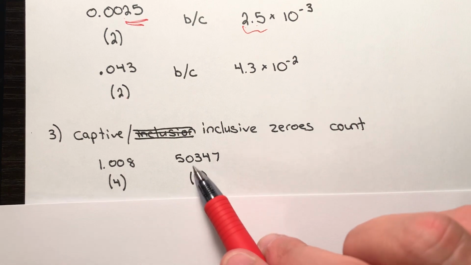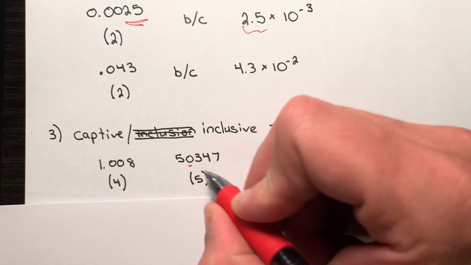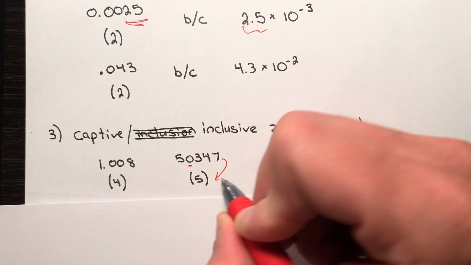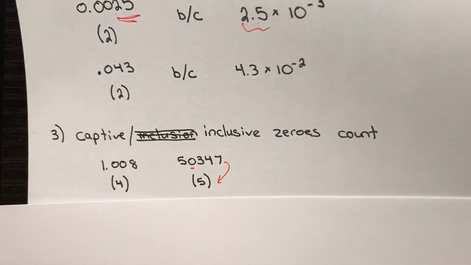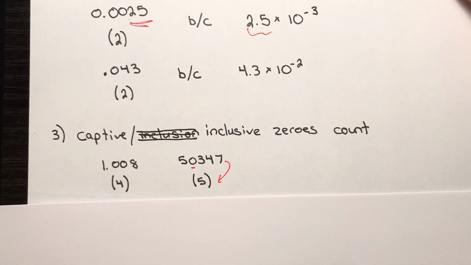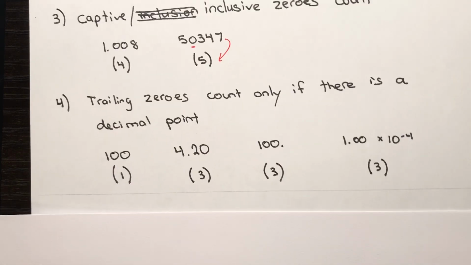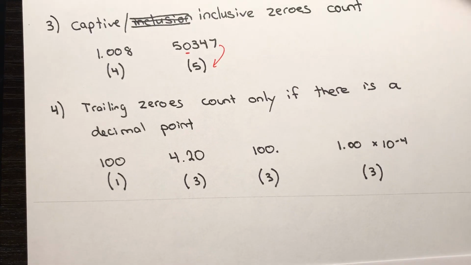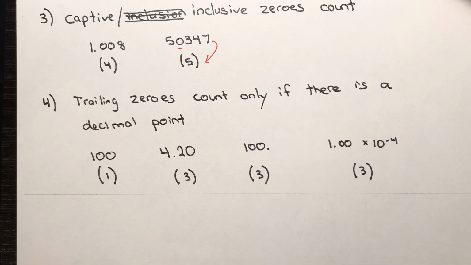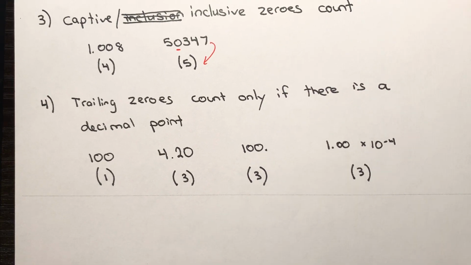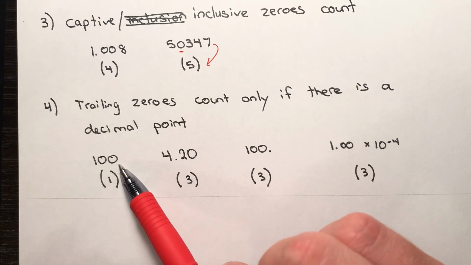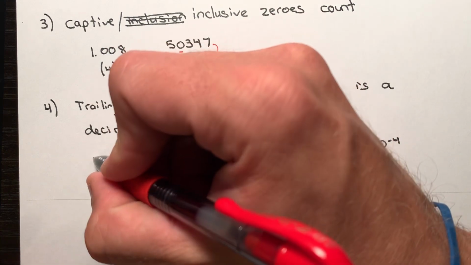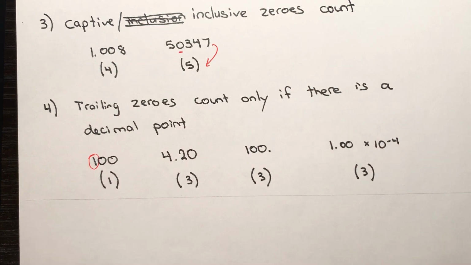Over here, this 50,347 is going to count, giving us a total of 5 significant figures. In this last case, rather than talking about leading or captive zeros, we're lastly going to talk about trailing zeros. These count only if there's a decimal place. So with 100, because we don't have a decimal place, the only thing that really matters is 1, okay?